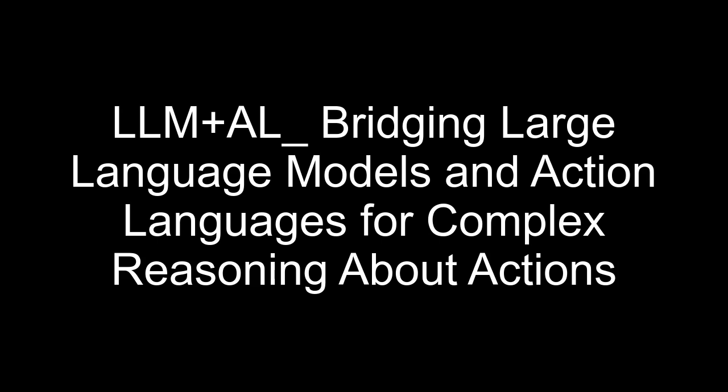LLMs often struggle to maintain consistency across multiple steps in a plan, leading to violations of state constraints. They may generate intermediate states that violate constraints, but fail to recognize or correct these errors. LLM plus AL mitigates this by leveraging the formal semantics of BC+, which enforces constraints during the reasoning process. The self-revision stage also helps identify and correct constraint violations through the feedback from the BC+ reasoner.